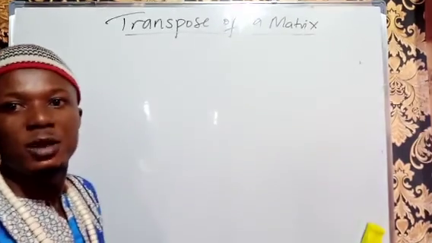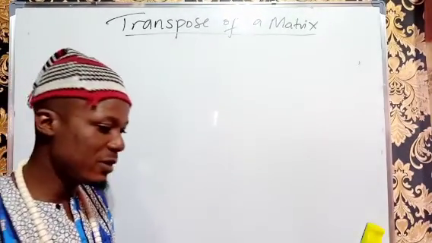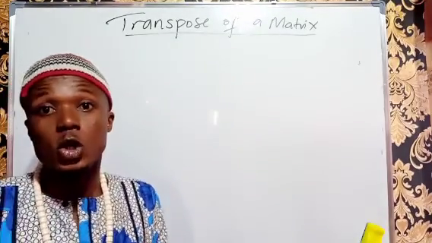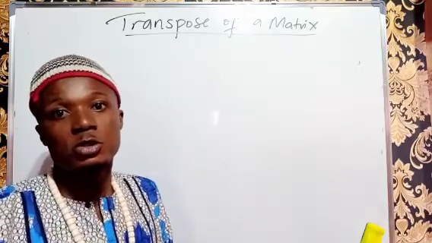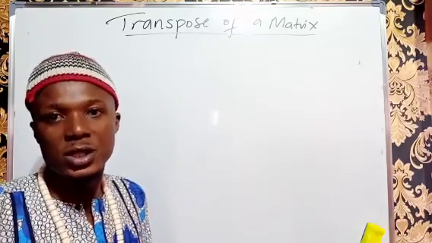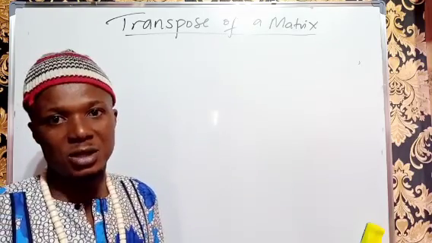The transpose of a matrix is just the interchangement of the rows and columns of that matrix. Whenever you make the row of a matrix to become the column and the column to become the row, you've just transposed that matrix. Okay, so just know that the transpose of a matrix is just the interchangement of the rows and the columns of the matrix.